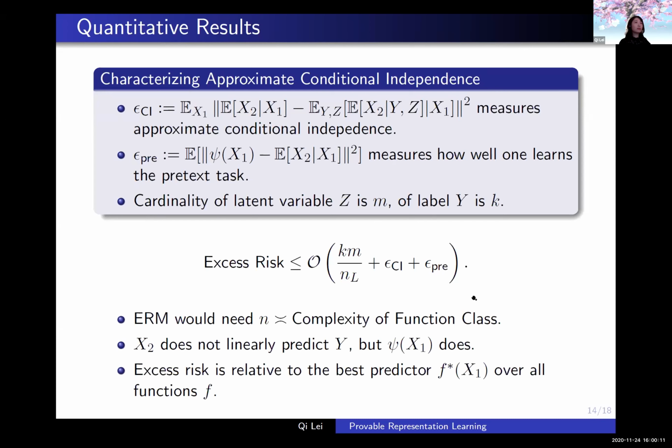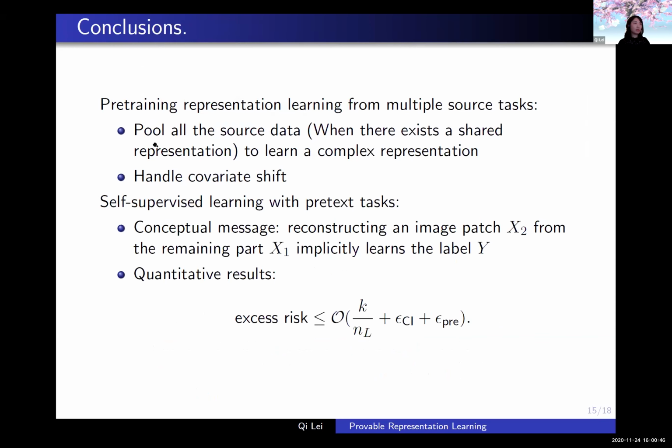In comparison, empirical risk minimization will need samples roughly equal to the complexity of the function class. However, here you only need k times m, which is much smaller compared to any function class of interest. And we can show that x2, the image patch, does not linearly predict y, but actually the learned representation from x1 does. So in conclusion, we show that pre-training representation learning from multiple source tasks can help you learn a good representation and reduce sample complexity.